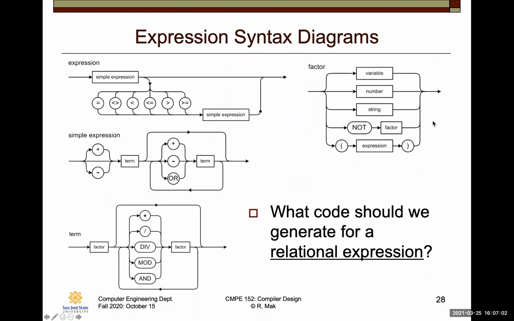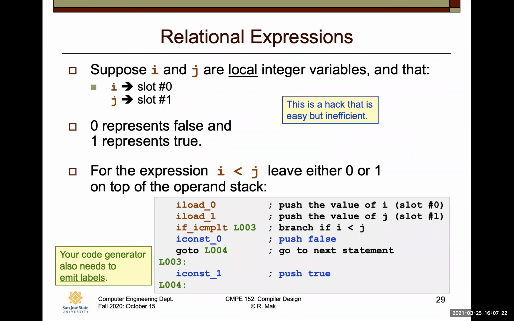Okay, so now what about relational expressions? I'm showing you the syntax diagrams that we had initially. What kind of code should we generate if we have a relational expression in our source file? I'm going to give you a hack. It's a hack because it generates inefficient code, but it's code that's relatively easy to generate. I want to show you the easy code generations first, and then later on, if you come up with a better sequence of code, you're welcome to do it.